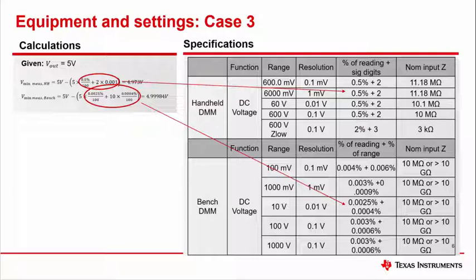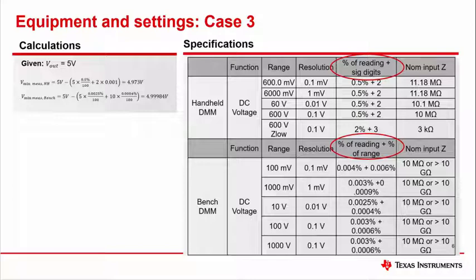Using a bench DMM will usually give you better accuracy, as can be seen in the table and calculations. As seen in the table, both the handheld DMM and bench DMM have an extra component besides the percent of reading. For the handheld DMM, the sig digits is the amount of significant digits that can be off in the given range. The bench DMM has the same concept of absolute error, but it is defined by percent of range. For the bench DMM, you will take the max value of the range and multiply by the percent of range to find this component of the error.